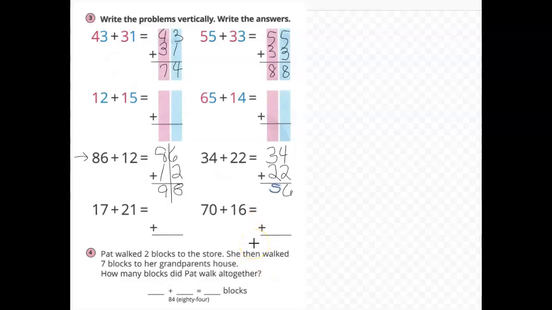So if that went really fast, you can always rewind. You can ask Mom for help, or you can ask Mom to rewind it, okay? And then come down here and go ahead and do these two problems, and meet me back when you're ready for the story problem, okay?